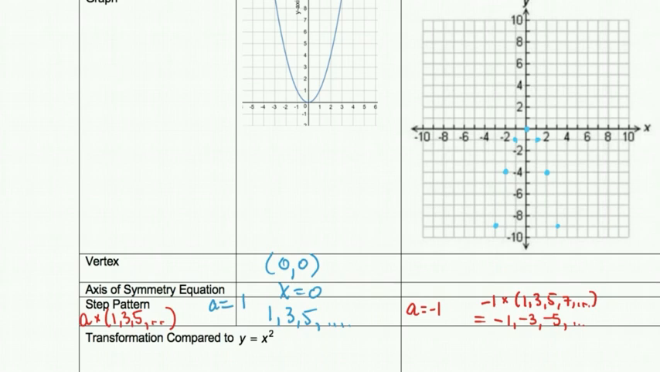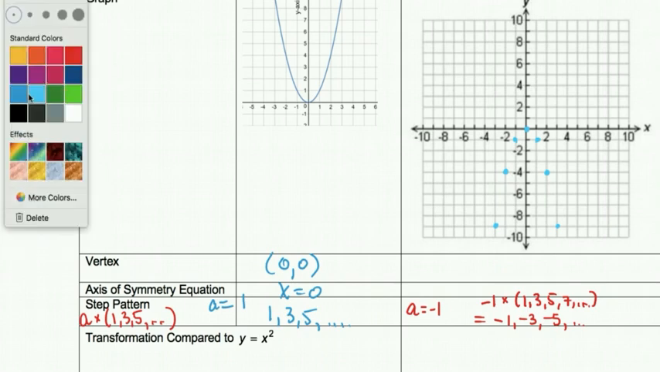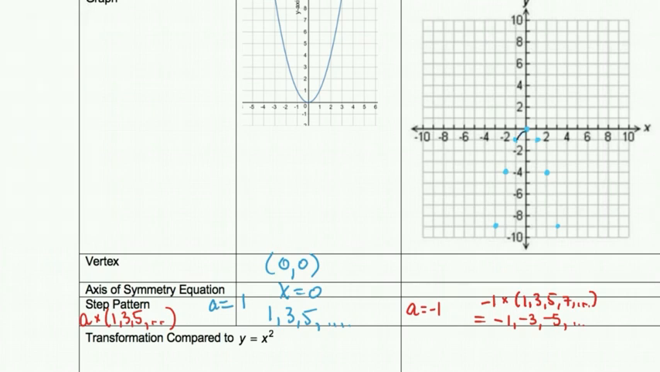And hopefully as you're going through, you're thinking, okay, this is a lot faster than what we were doing the other day where we're building a table of values and plotting all the points. So this little step pattern makes graphing a lot quicker. Okay, and there we go. There is your negative x squared. Okay, so that makes sense.